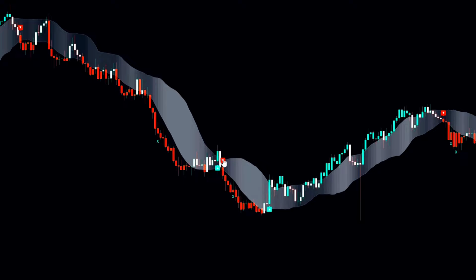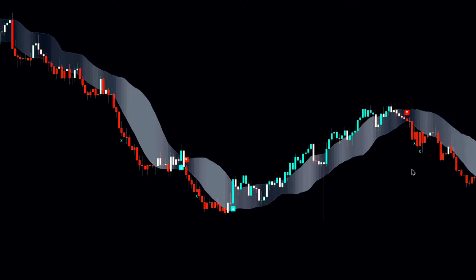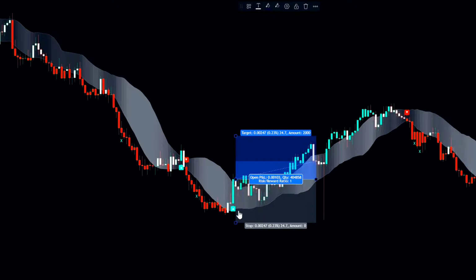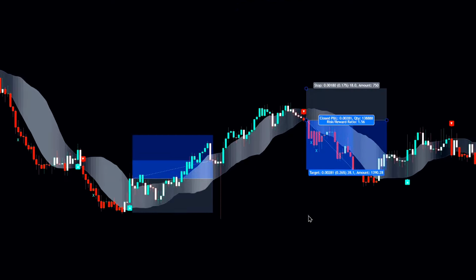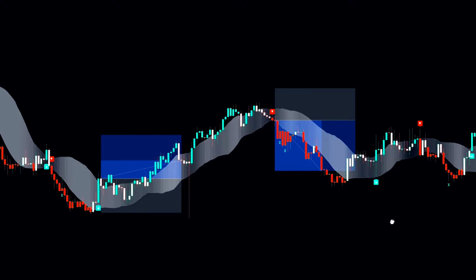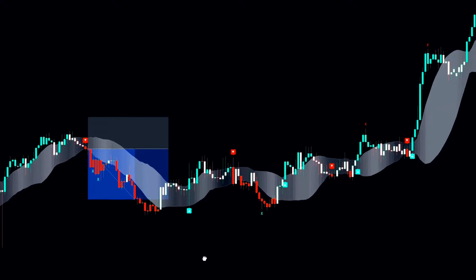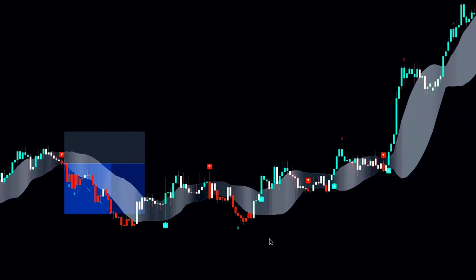The green and red arrows on the chart represent transitions between bullish and bearish trends. A green arrow appears when the market shifts from bearish to bullish, while a red arrow shows the transition from bullish to bearish. These arrows can also serve as buy and sell signals, meaning you might consider entering long positions when a green arrow appears and short positions when a red arrow shows up.